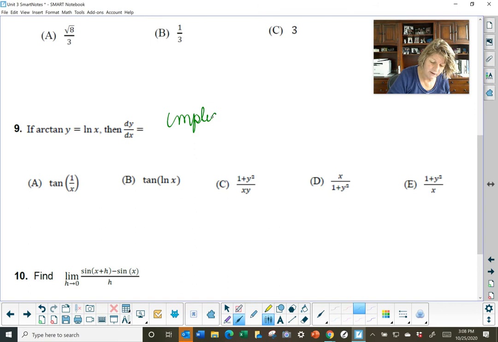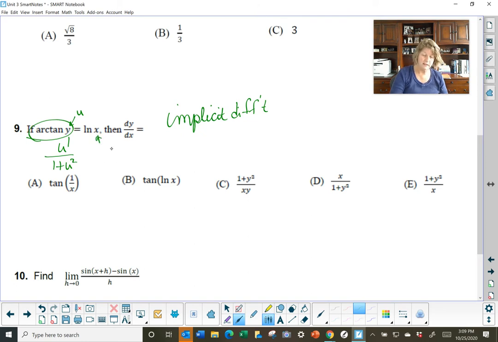Do you see how you have to keep your mind very flexible and think of all the things that we've learned up to this point? They come into play when you least expect it. I recognize implicit differentiation because I have a mix-up of x and y's. So arctan of y, my y is my u. U prime over 1 plus u squared. Squared, not prime. Natural log, do you know its derivative? 1 over x, right?